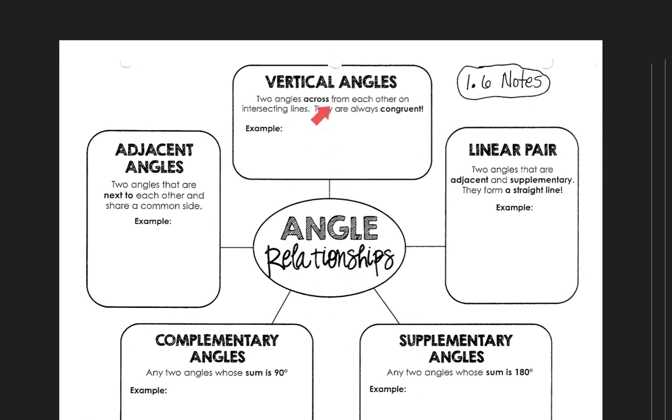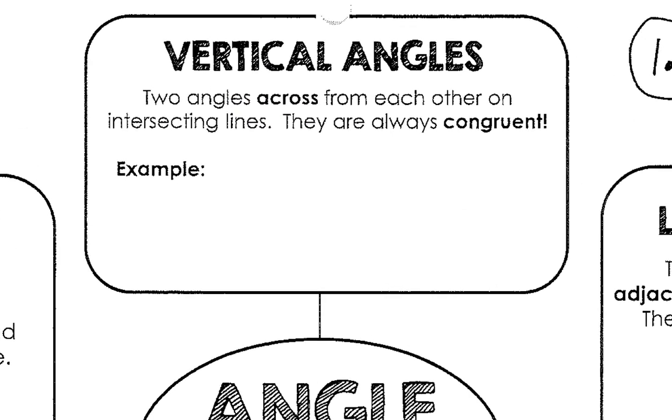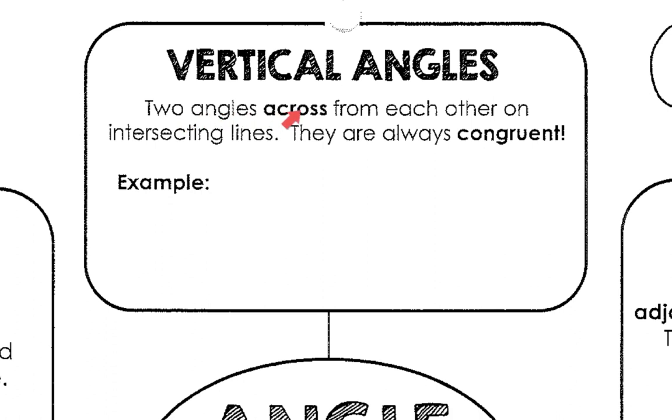Okay, all angle relationships. So let's first start with vertical angles. A vertical angle is two angles across from each other on intersecting lines. So go ahead and draw this with me. If we said that's one line, and this is another line, those are intersecting lines.